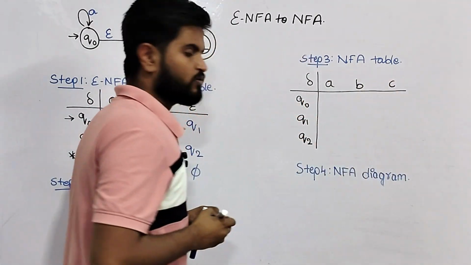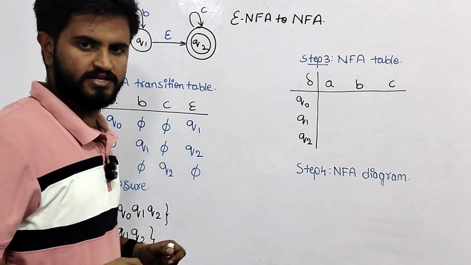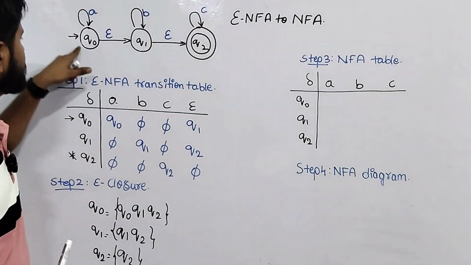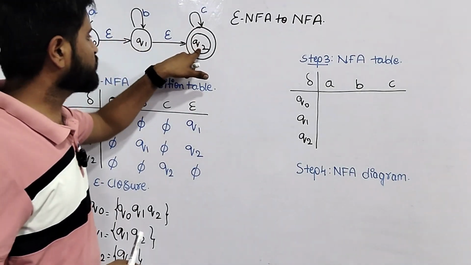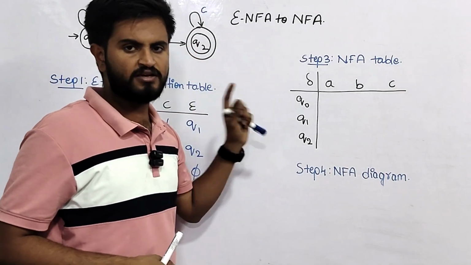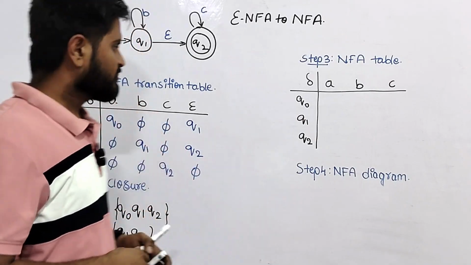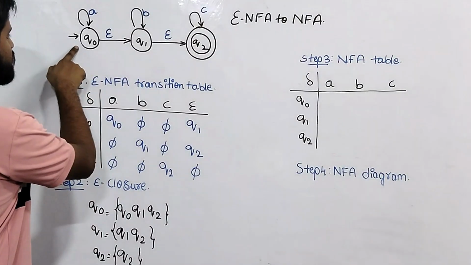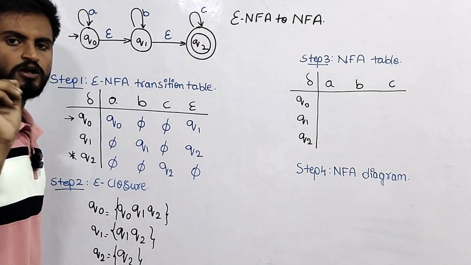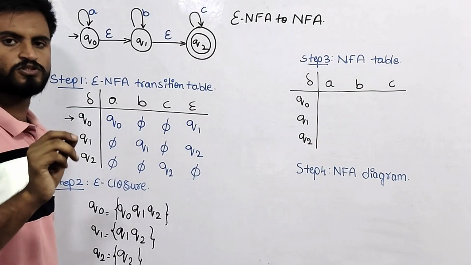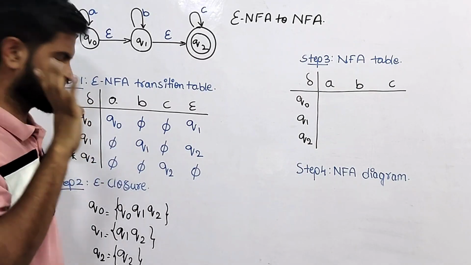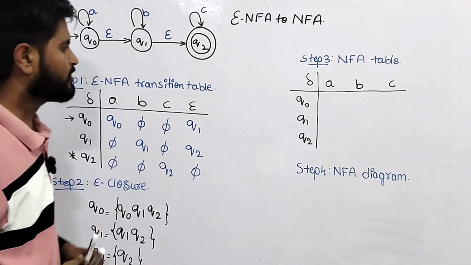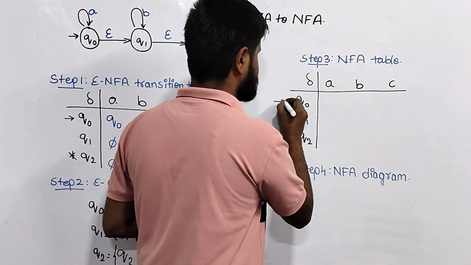Now how to find the initial and final state? Some students make the mistake that in the epsilon NFA diagram they have given Q0 as the initial state and Q2 as the final state, so they think they will only be the same, but that is not the case. So what you must do is see the epsilon closure. Q0 is the initial state. Wherever Q0 is there in the epsilon closure, that state will be considered as the initial state. Here Q0 is in only one state, that is in Q0. So you will write Q0 as the initial state.